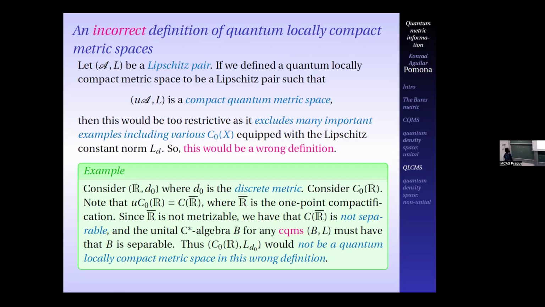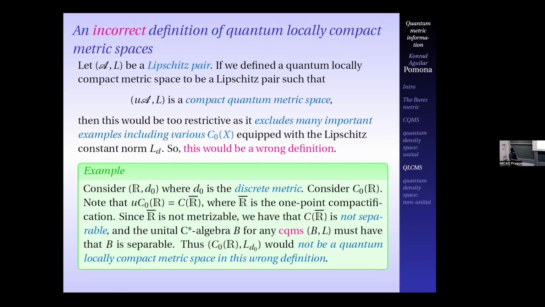Now the unitization is continuous functions on the 1-point compactification, right? And given any locally compact space, the unitization of C0 of that space is the continuous functions on the 1-point compactification. However, in this case, because of that, the unitization is not separable, right? Why is that a problem? Well, it turns out nobody's really written this down, but this is true. I can go through a quick proof if you want.